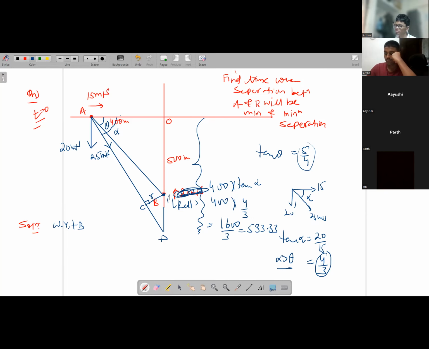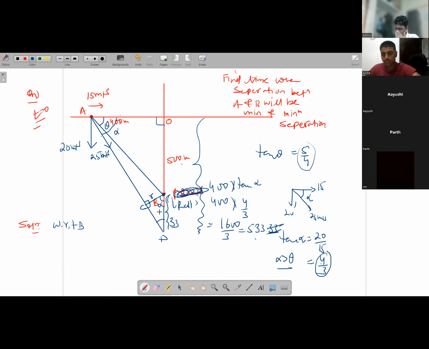So this you can find. Now, what is the use of this? Total 533. Suppose approximately I am taking 533. So 533 minus 500. This is 33. And if this angle is alpha, this is 90, so this is going to be 90 minus alpha. This is 90, so this is going to be alpha. Now, you have to find minimum separation.